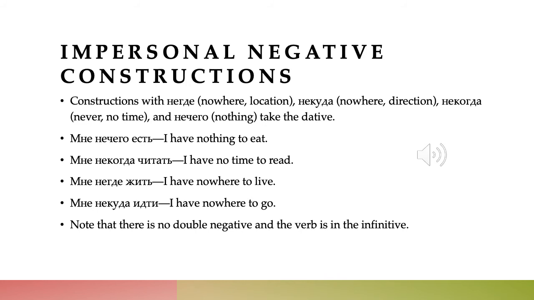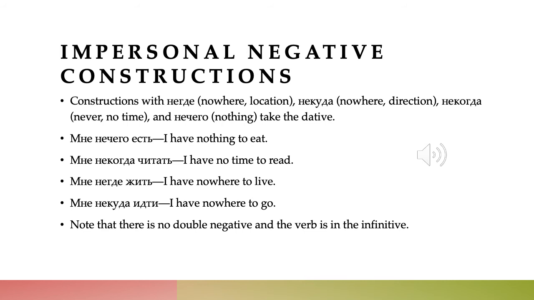Note the difference between these forms and the regular negative constructions that have subjects. If we say, for instance, я ничего не ем, that means I am not eating anything, but мне нечего есть means I have nothing to eat. If we say я никогда не читаю, that means I never read, and there could be many reasons for that. But мне некогда читать means I have no time to read. If we say я нигде не живу, that means I am not living anywhere or I live nowhere. Versus мне негде жить, I have nowhere to live, I'm homeless.